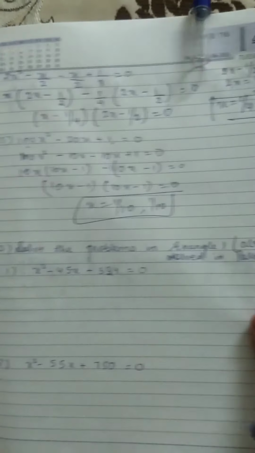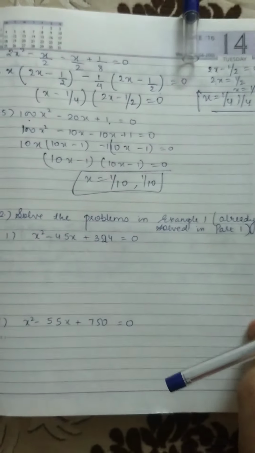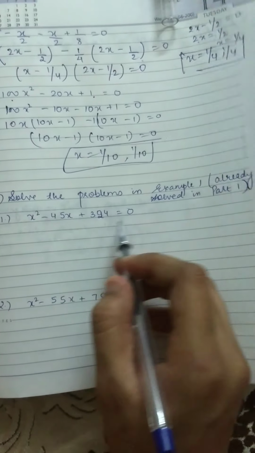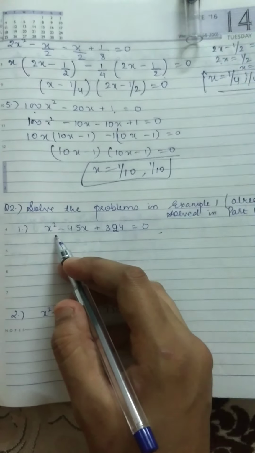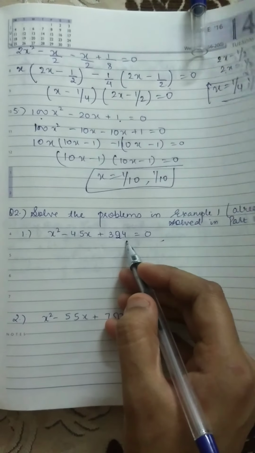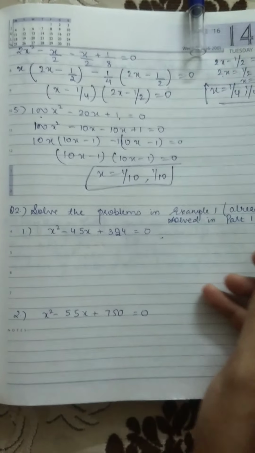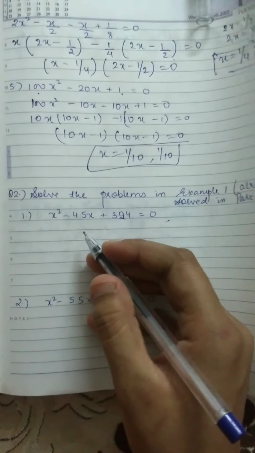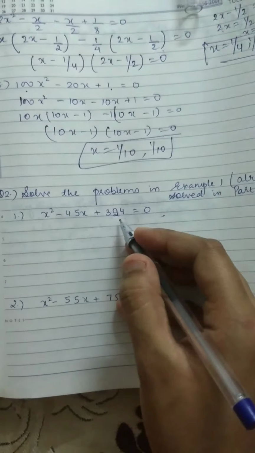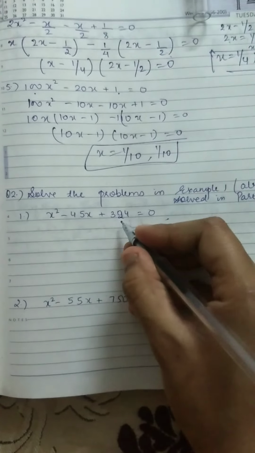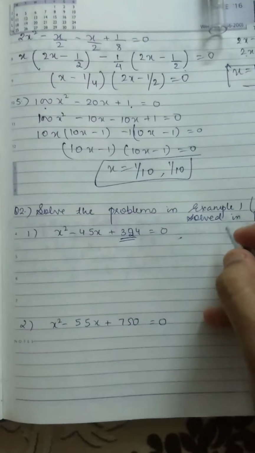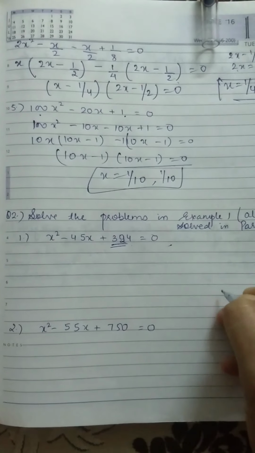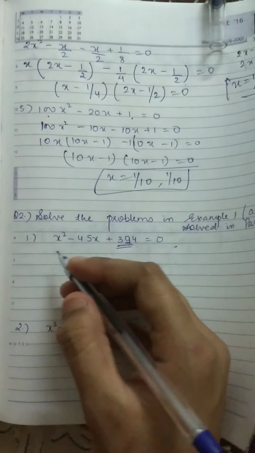Now solve the problems in example 1. See, there were some equations. We have turned it into a mathematical form. So first part was x square minus 45x plus 324. How we did, please refer to the first part of my video. x square minus 45x plus 324 is 0. So product is 324. Now these complex calculations, how will we solve them? See, you write all the factors and then evaluate which one will fit in the question.